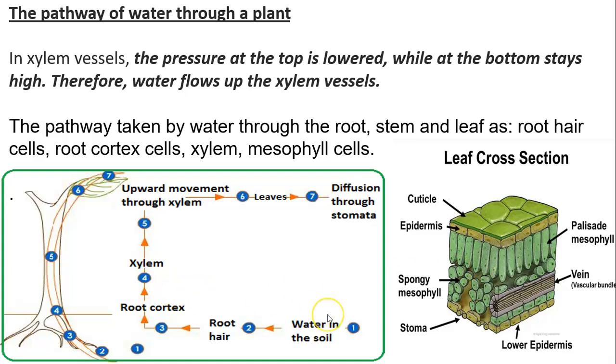So let's revise the pathway of water again. Water was in the soil, and then it went into the root hair cell by osmosis, and then passed through the root cortex, reached the xylem, and then it was pushed upward because of the pressure difference, and reached the leaf, specifically the spongy mesophyll and the palisade mesophyll cells. Some of the water will be used for photosynthesis, and the excess water will diffuse out by transpiration through the stomata.